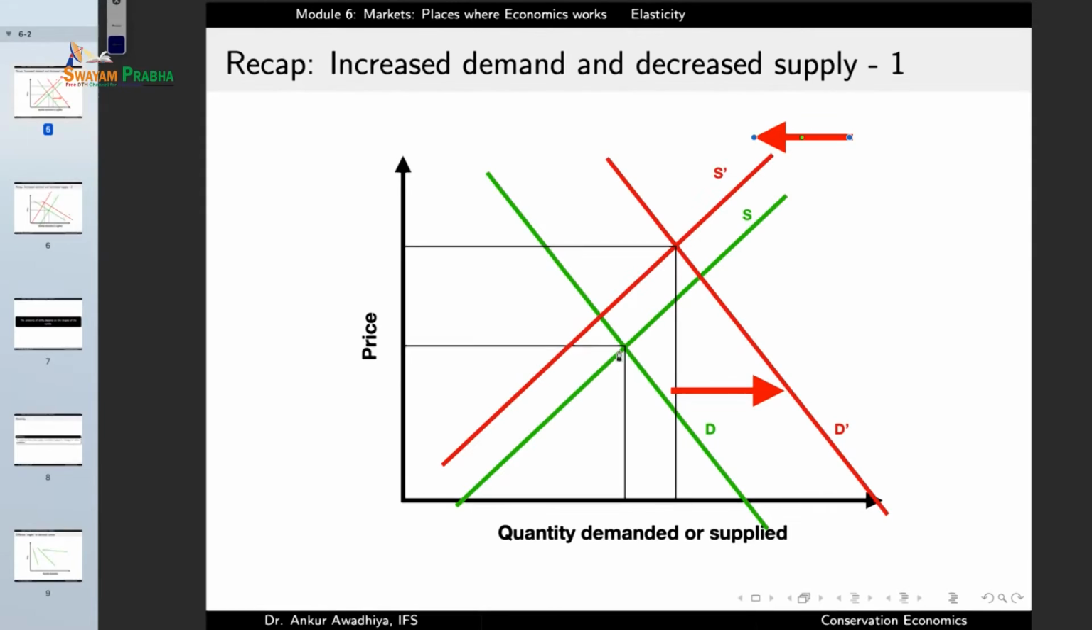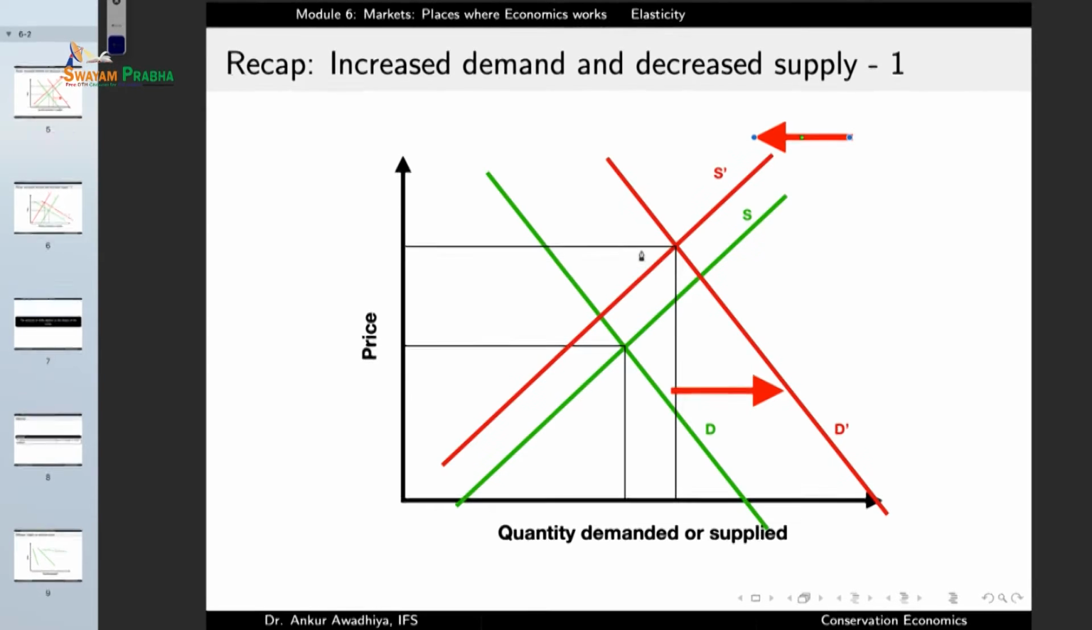So we are looking at an increased demand and a decreased supply. The earlier equilibrium was at this point. The new equilibrium is at this point. So where the two red curves are intersecting is the new equilibrium. Where the two green curves are intersecting is the old equilibrium. This was the old equilibrium price. This is the new equilibrium price. And so we are observing here that the price has increased.